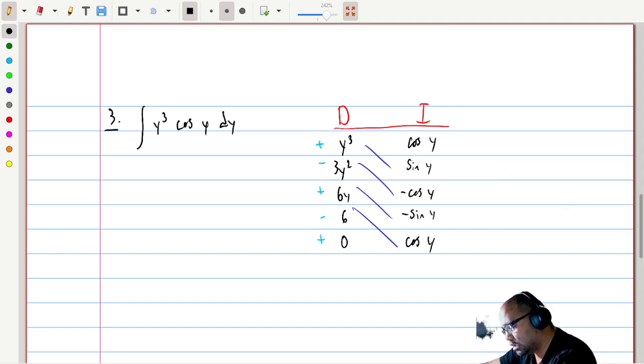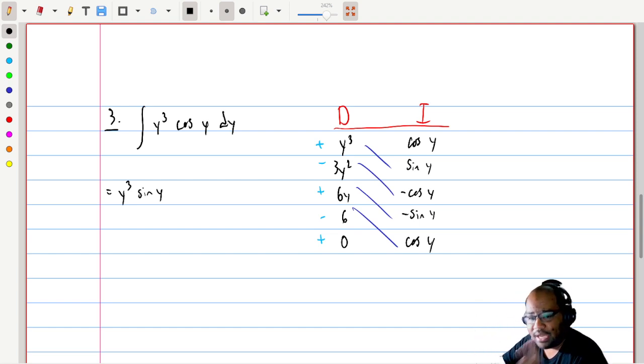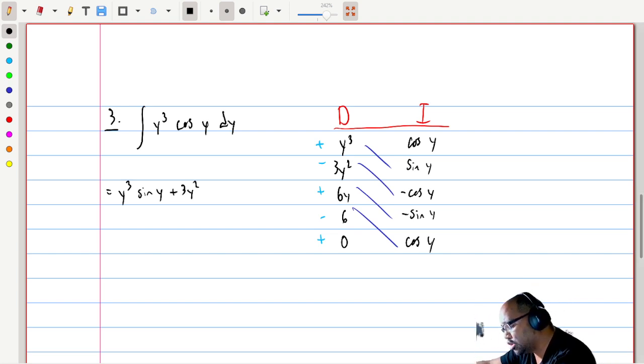Okay, so let's see. First shoelace is y cubed sine y, with a plus sign in front. Then I have minus 3y squared times negative cosine y. I have two minuses there. Minus times minus is plus. So that's a plus 3y squared cosine y. So again, be careful there.